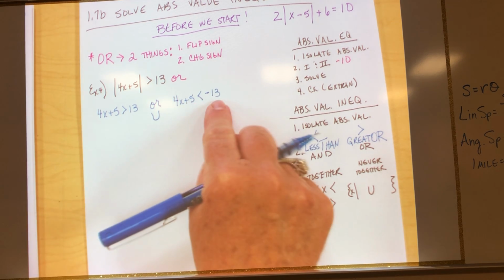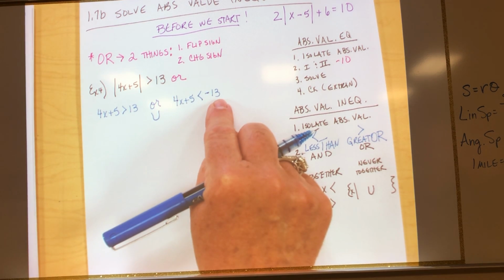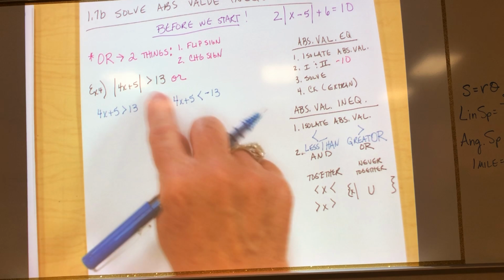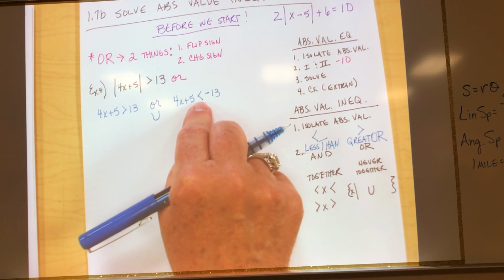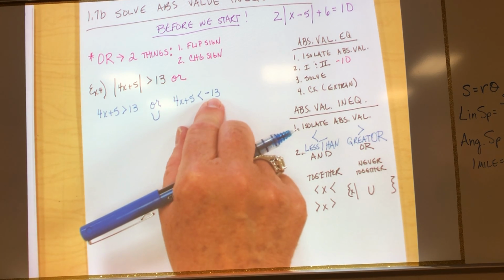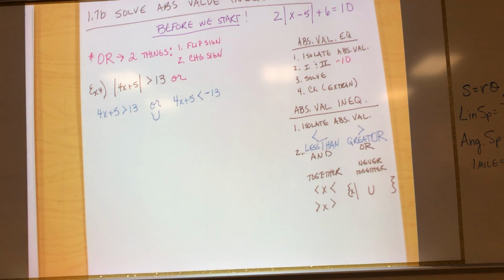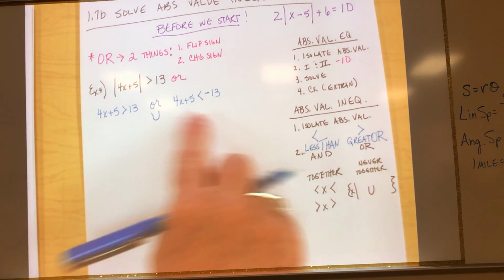Flip the sign and change the sign. That's all I did. I took this sign and I flipped it. I took this one and I changed it. So everybody got it? How many things are you going to do? Two things. All right? Flip the sign and change the sign. Now we're just going to solve each one of these.